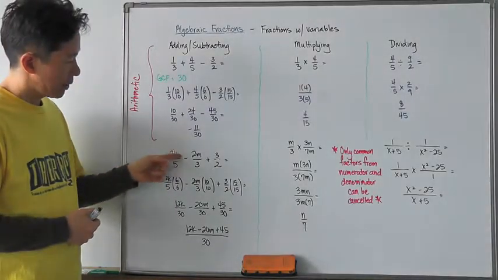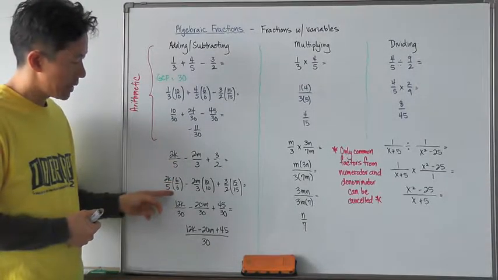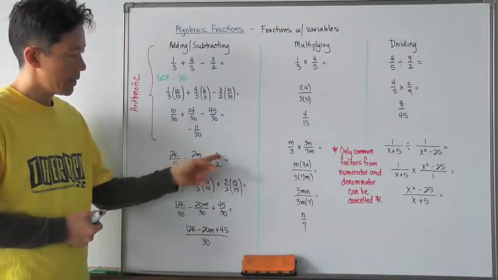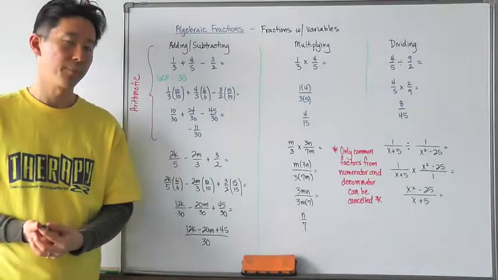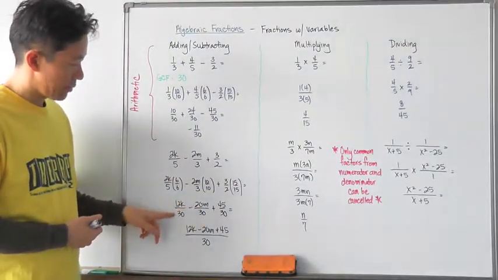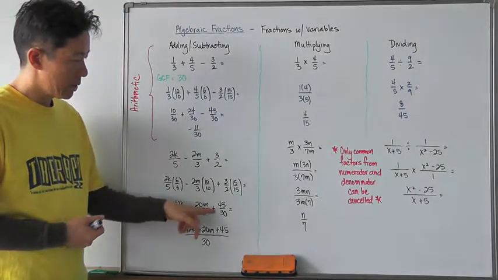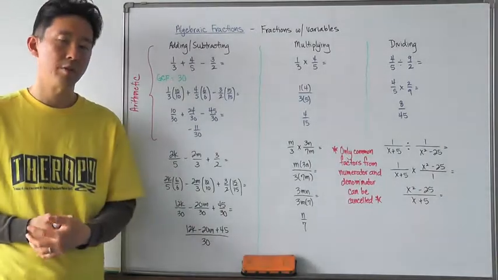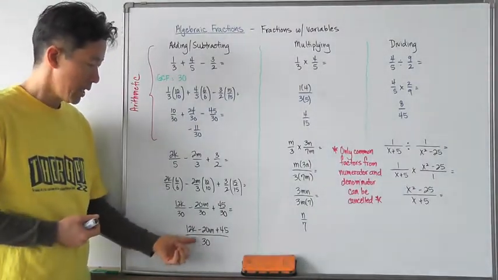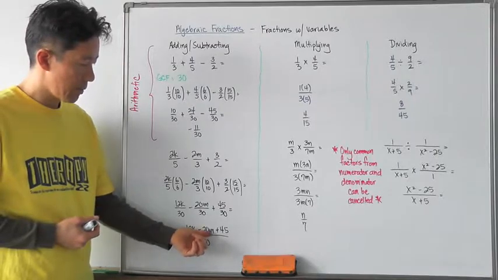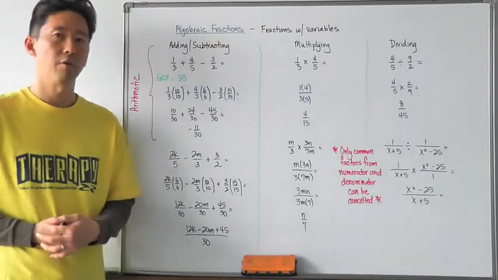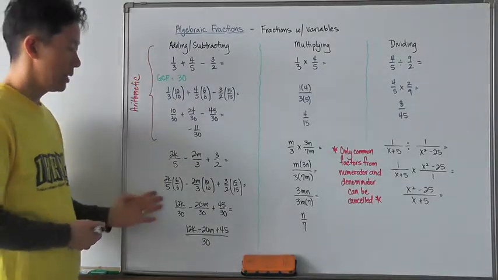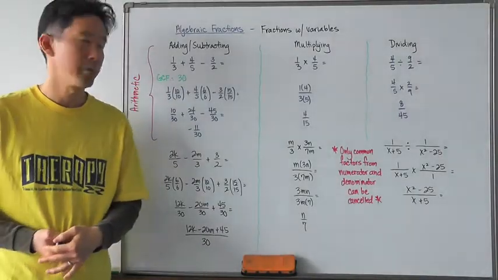So I take this particular term here and multiply it by 6 over 6. This particular term here, multiply it by 10 over 10. Multiply the positive 3/2 by 15 over 15. And what I come out with is 12k over 30 minus 20m over 30 plus 45 over 30. And sure enough, I just add or subtract the numerators with a common denominator now of 30 to come up with 12k minus 20m plus 45 all over 30. So notice that if you can do the arithmetic form, then you can surely handle the algebraic form as well.